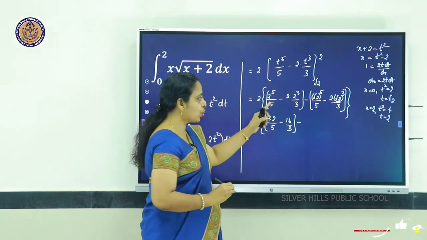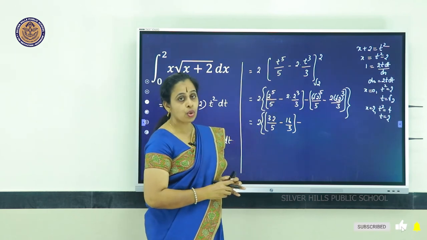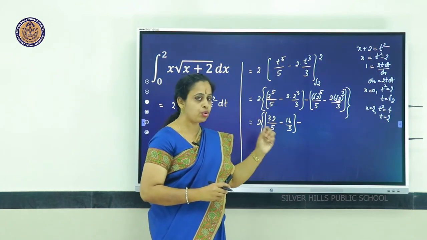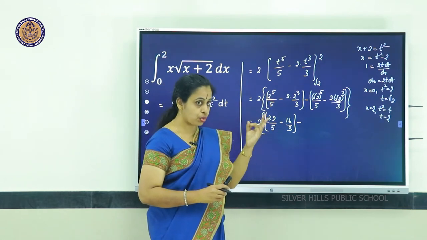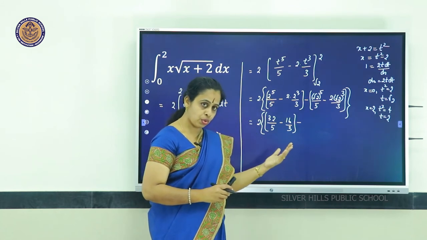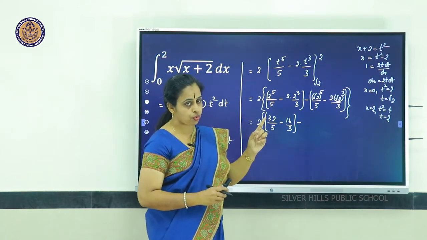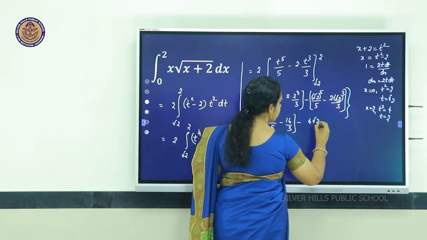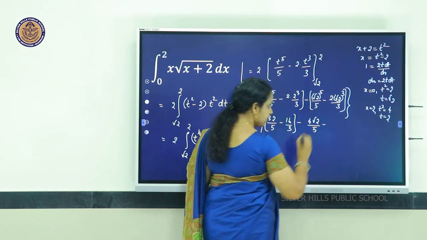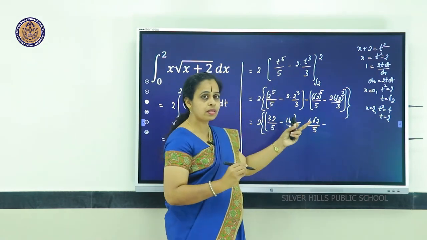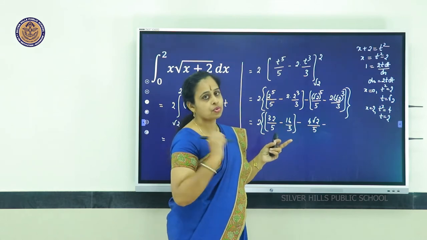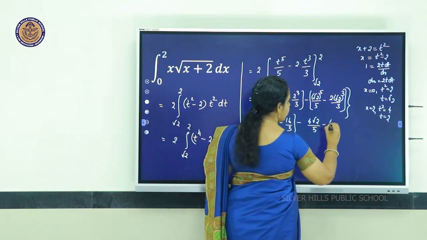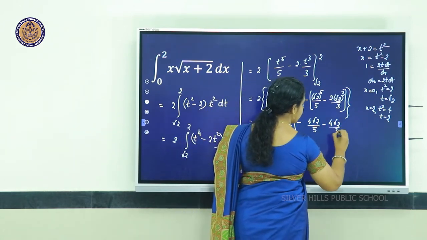Minus root 2 raised to 5. Root 2 multiplied 5 times. When you multiply root 2 into root 2, you will get 2. Again root 2 into root 2, 2. So you got 2 into 2, 4. 1 root 2 is remaining, 4 root 2. 4 root 2 by 5 minus root 2 cube is root 2 into root 2 into root 2, 2 root 2 into 2, 4 root 2. 4 root 2 by 3.